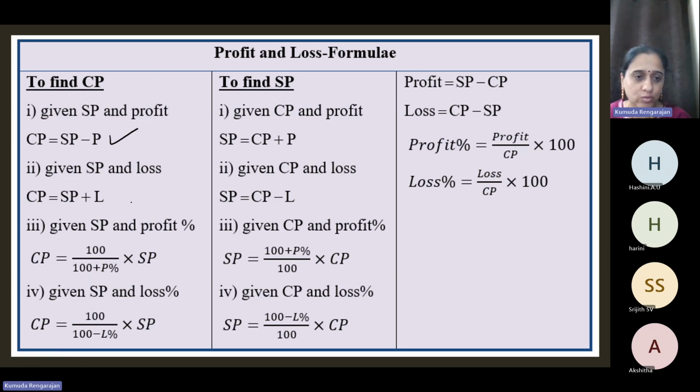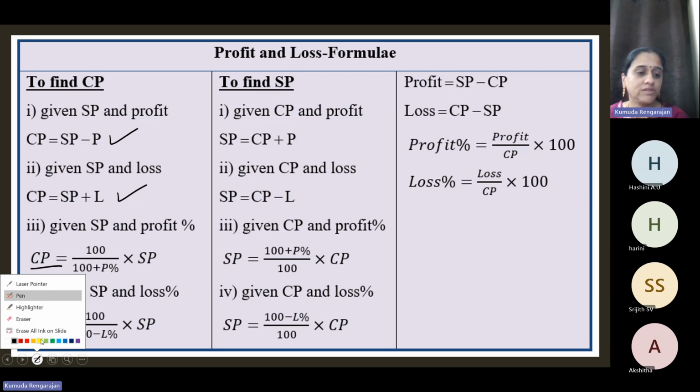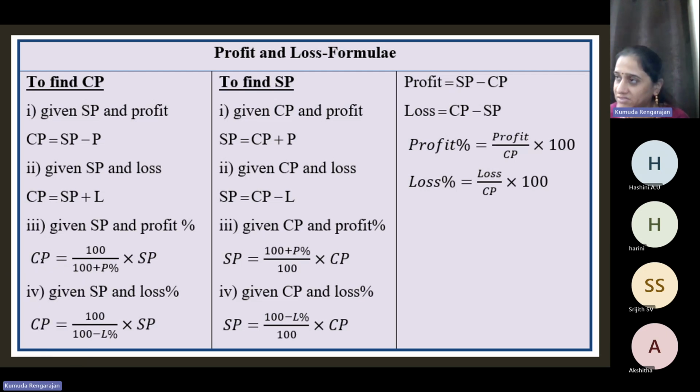Okay, so the first two you understood. Now let's see how to remember the third and the fourth formula. Whenever we have to find CP, 100 will always be in the numerator. CP is equal to 100 by 100 plus profit percent, because profit percent is given. And to find CP, it will be into SP. CP is equal to a fraction into SP.